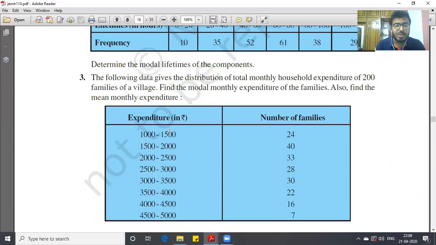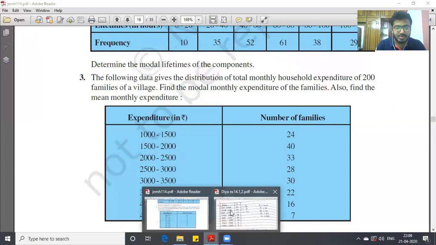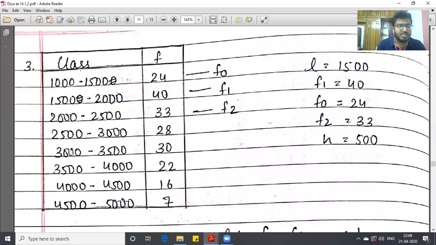Okay, only from 1000 to 1500 rupees, 24 families are living. Same way, 3000 to 3500, 30 families are there. 4500 to 5000, that is 7 houses are there. Okay, so this is the class, this is the frequency. So we look into the answer. This is also easy actually.